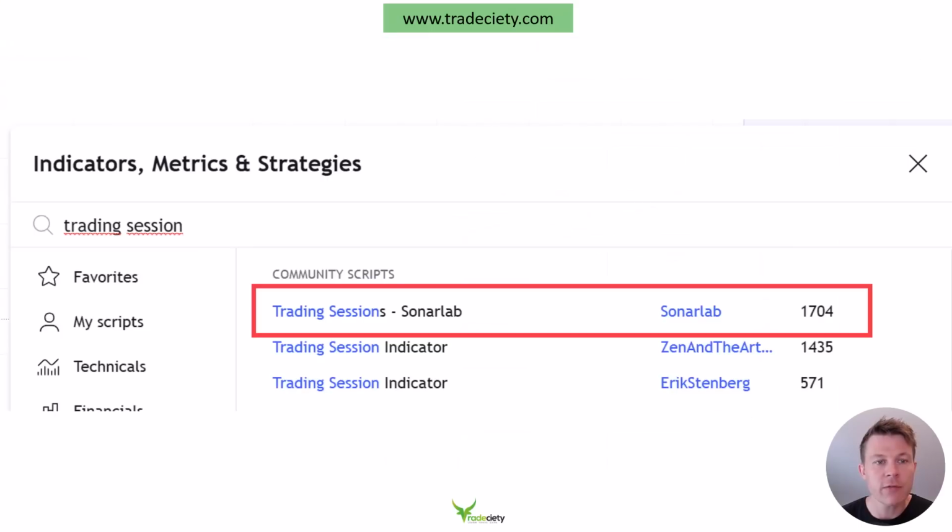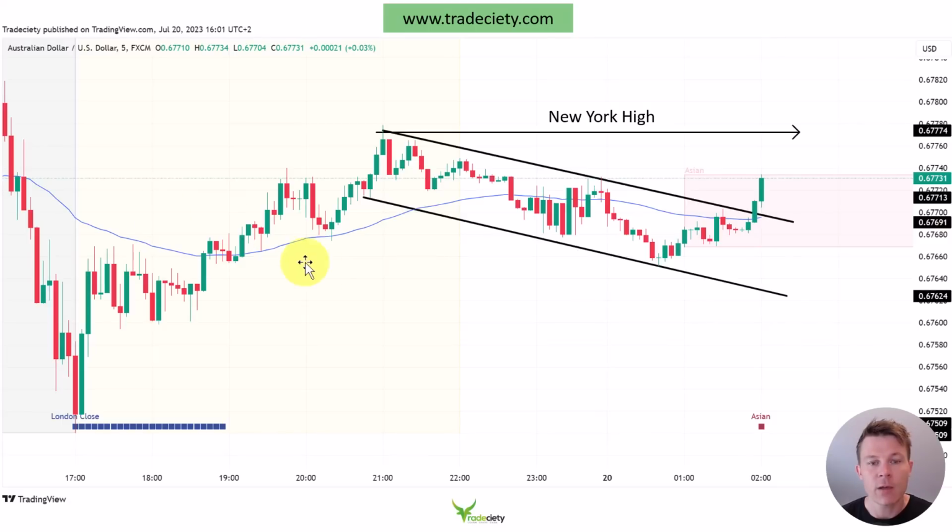If you go to TradingView and look for the indicator under trading session, this is what will come up, and this is the one that I'm using. At the time of recording this video, the indicator is freely available. And what it does is that it plots the different trading sessions on your chart.